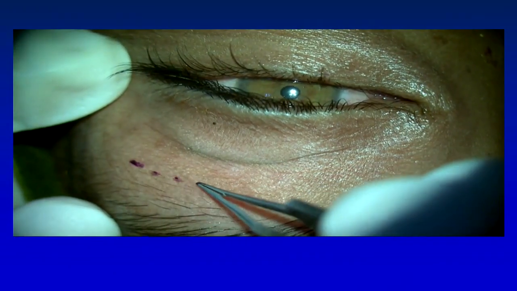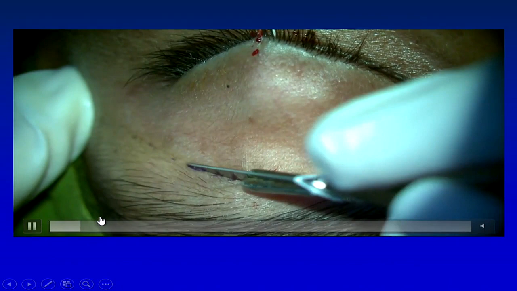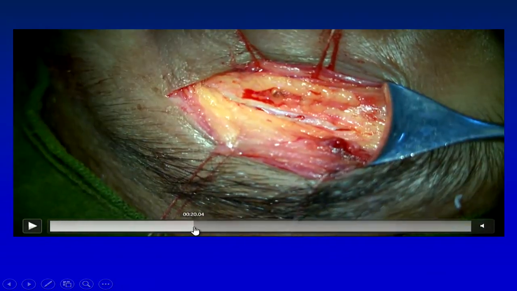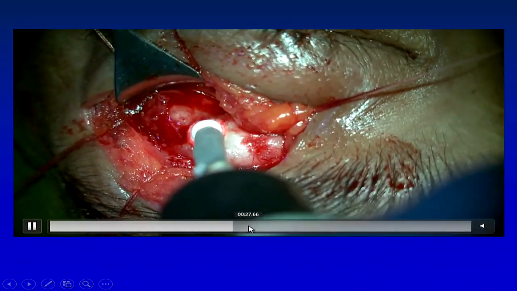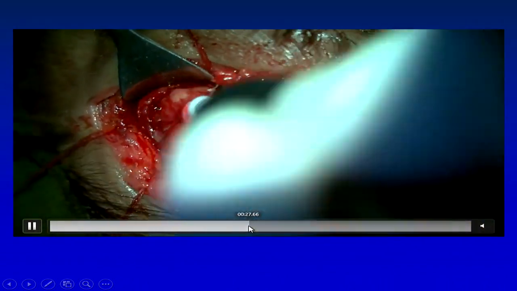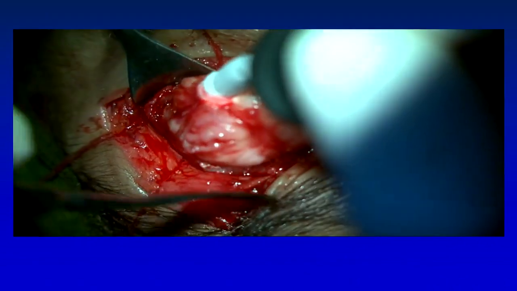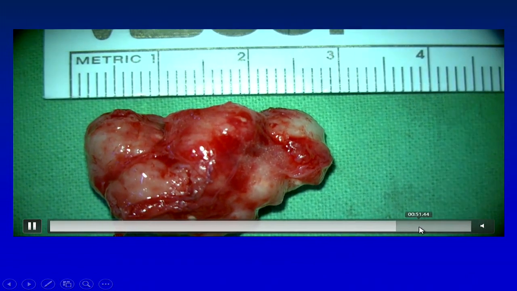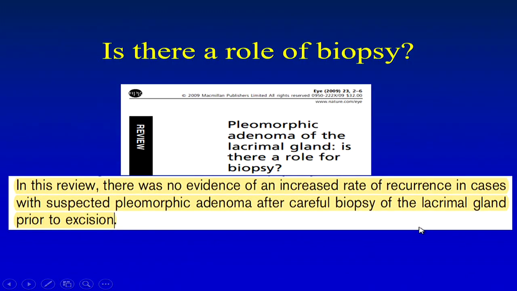This is a video. I'll just go through important steps. You must always remove the tumor with the periosteum and with its capsule. You can use cryo, or it can be removed without cryo as well. And it's important not to take biopsy. This was the earlier teaching. But these studies are saying that if you have a diagnostic confusion, careful biopsy prior to excision does not increase the chances of recurrence.